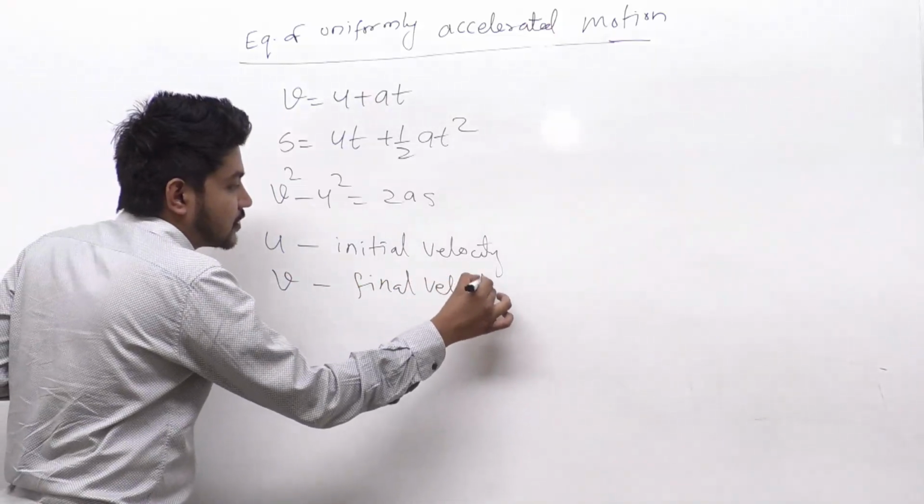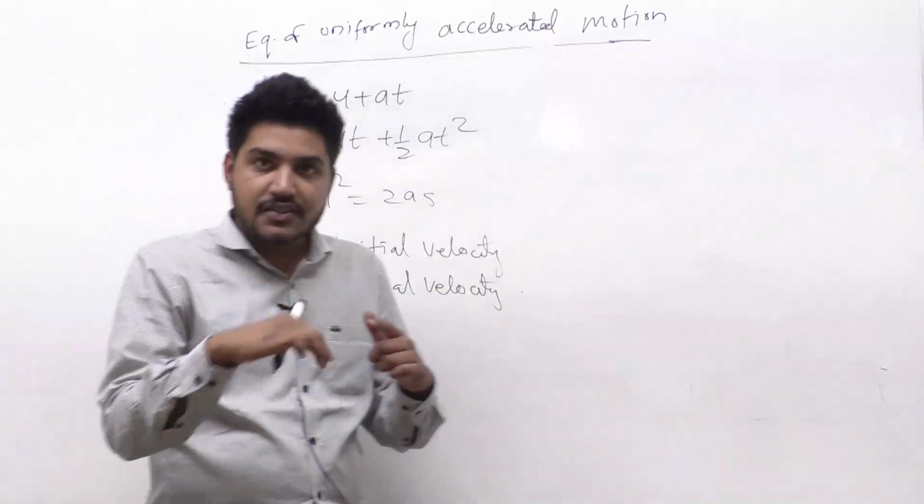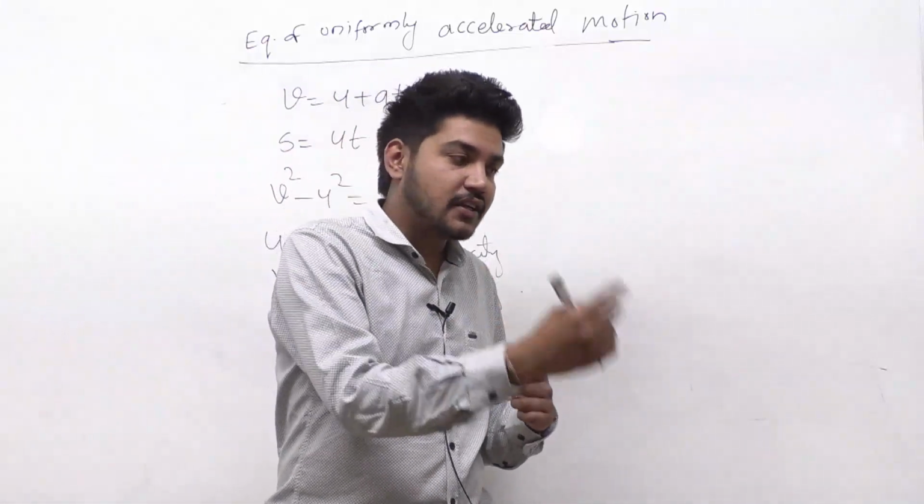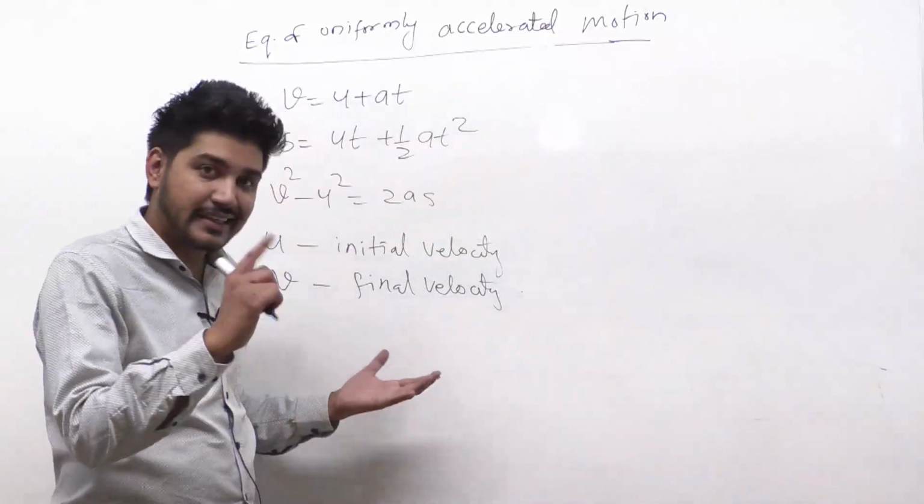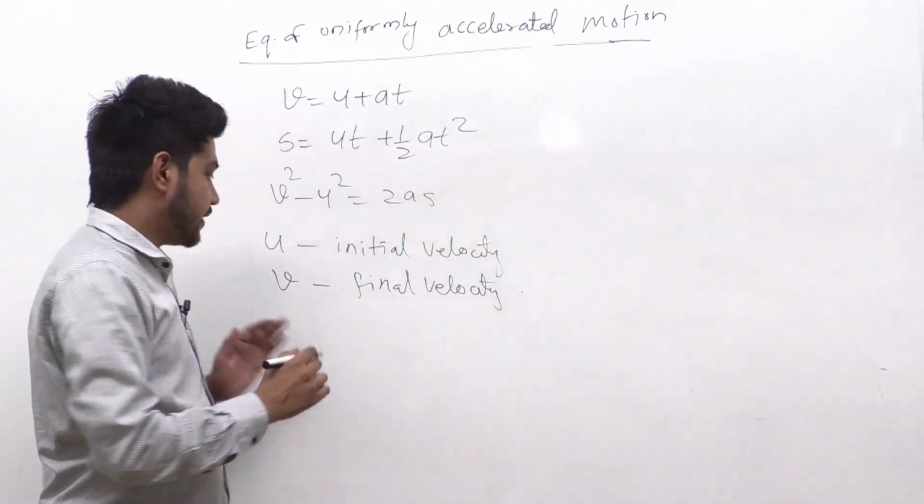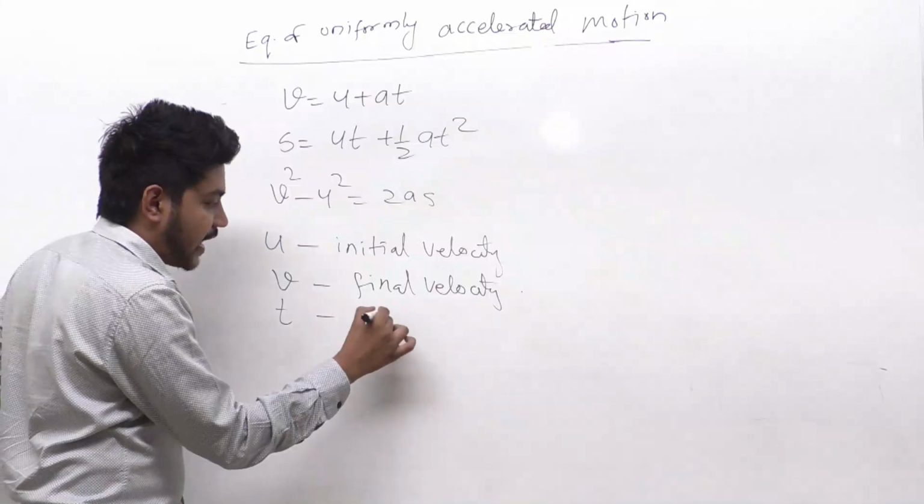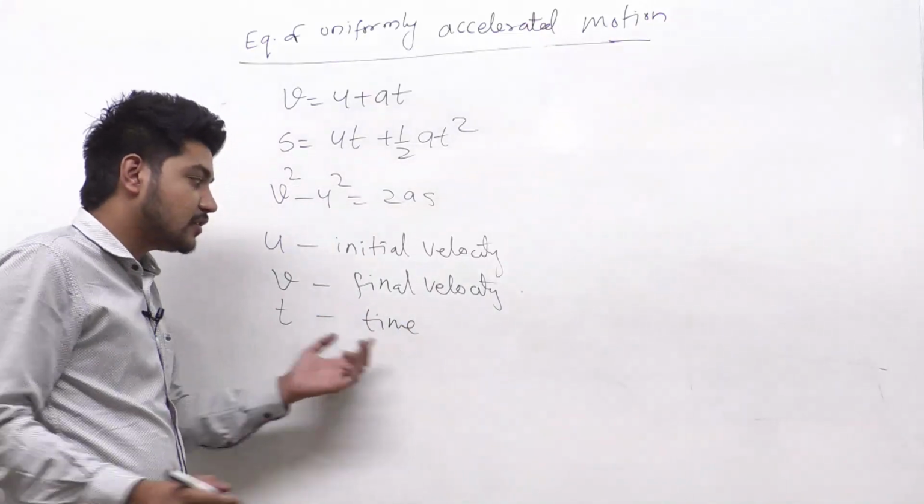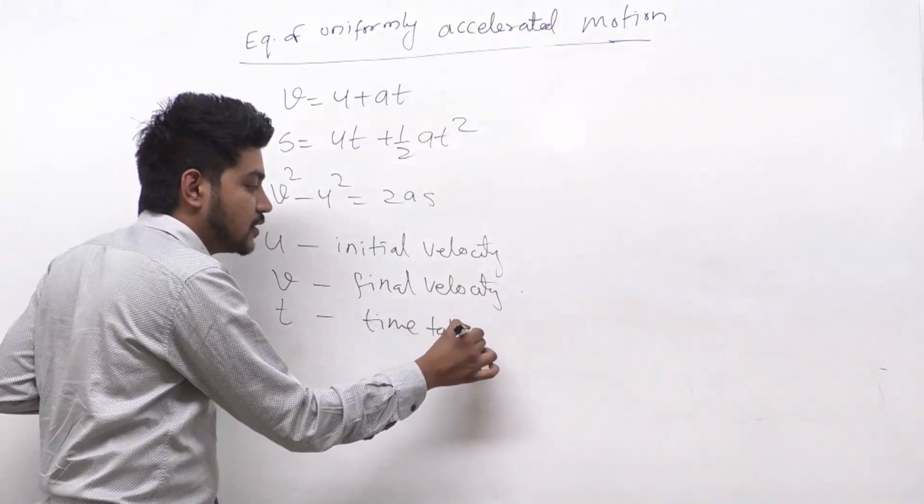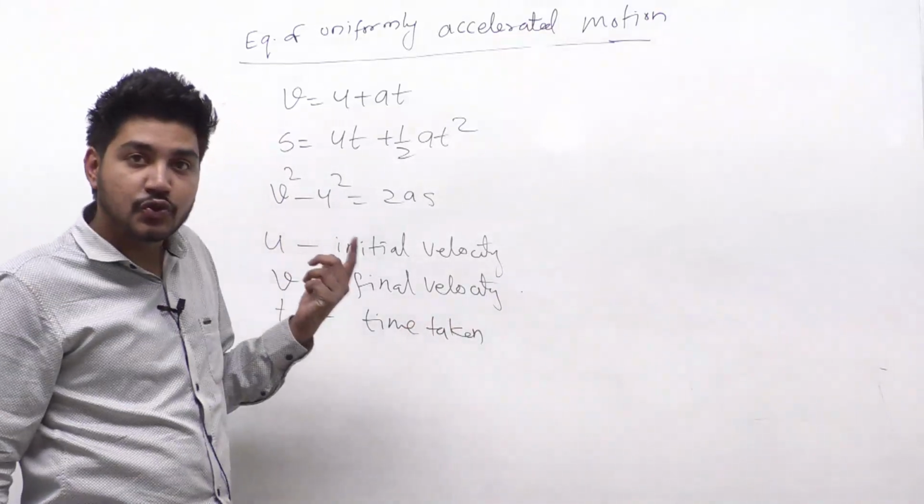Similarly, v is the final velocity. Final velocity means after starting, let's say after 10 seconds, what will be the velocity? So that will be the final velocity at t is equal to t seconds, right? And t is the time taken to change its velocity from u to v.